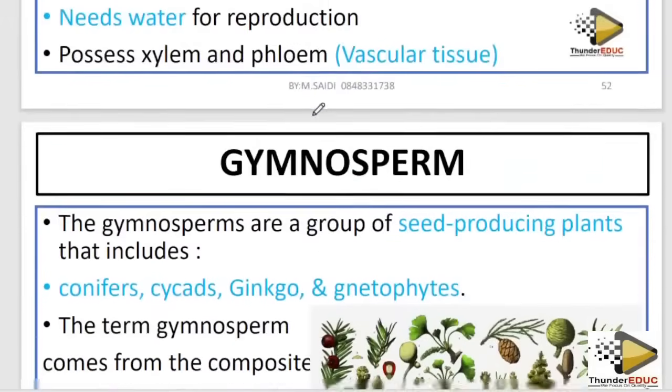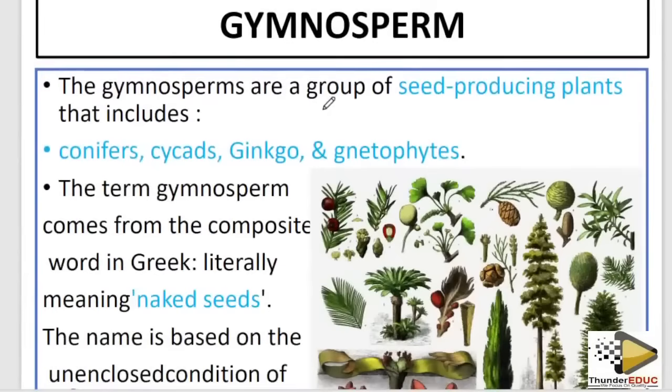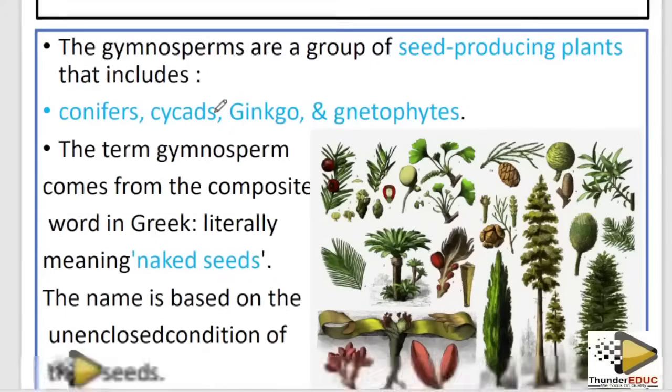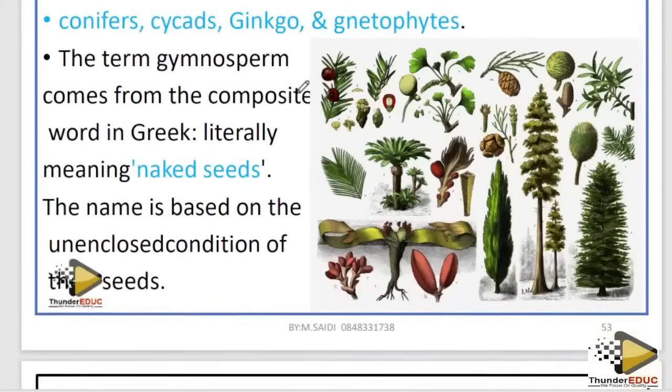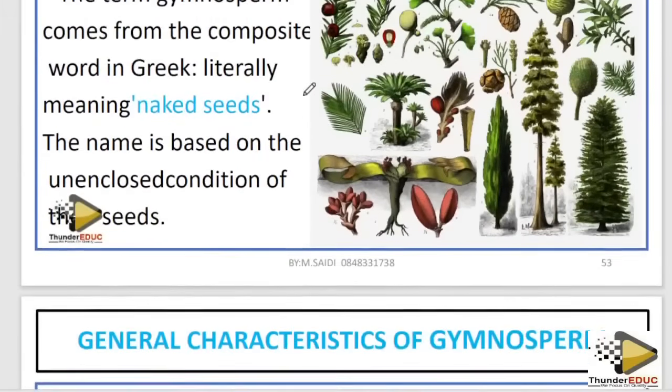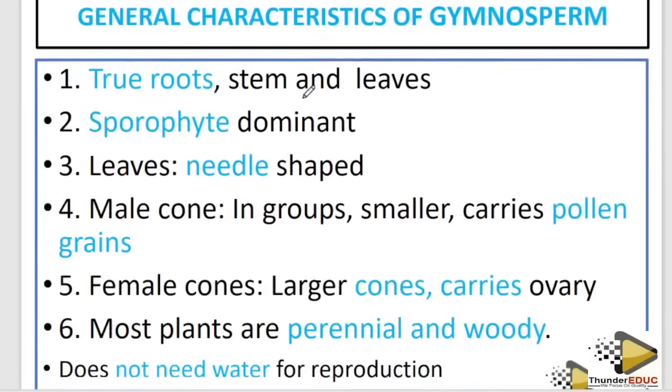And then when you go to the gymnosperms, we call them naked seeds. These ones produce seeds, but the seeds are not enclosed in a fruit. I've already made different videos about gymnosperms and bryophytes, so just go to the Thundereduc or M.SAIDI channel and you'll be able to find them. We have to smash the grade 11 paper.